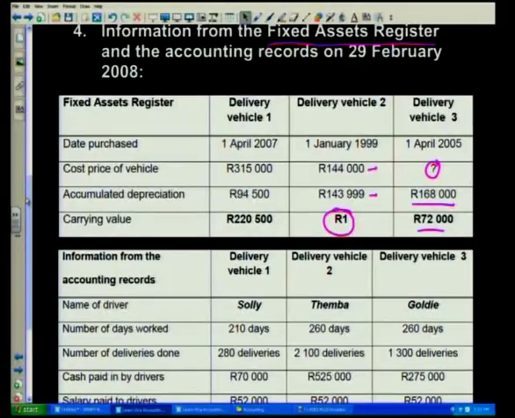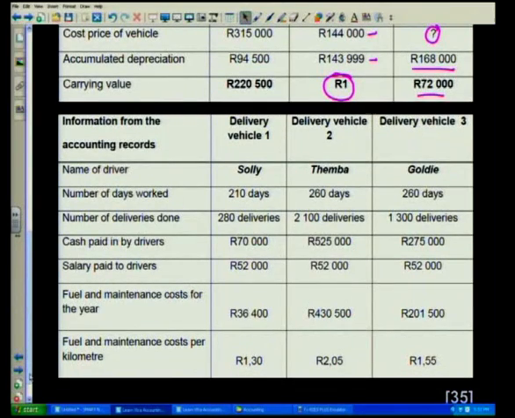Here is the information on the various drivers. You can see there that there are 3 drivers, Solly, Temba and Goldie. Solly has worked 210 days, Temba 260, Goldie 260. And you can see their deliveries on the next line, as well as the cash that's been paid in by the drivers, the salary that's been paid to the drivers, the fuel and maintenance costs for the year, and the fuel and maintenance costs per kilometre.